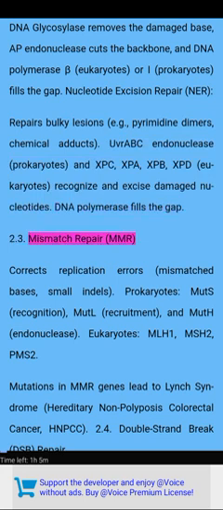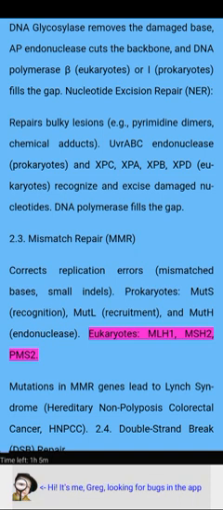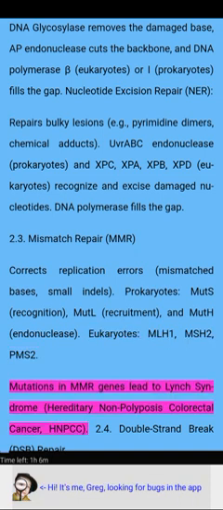2.3. Mismatch repair, MMR. Corrects replication errors, mismatched bases, and small indels. Prokaryotes: MutS recognition, MutL recruitment, and MutH endonuclease. Eukaryotes: MLH1, MSH2, PMS2. Mutations in MMR genes lead to Lynch syndrome, hereditary non-polyposis colorectal cancer, HNPCC.